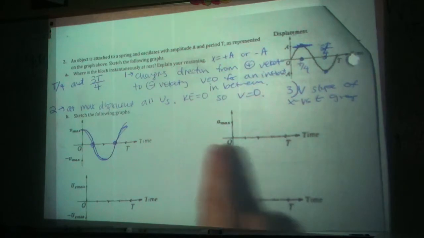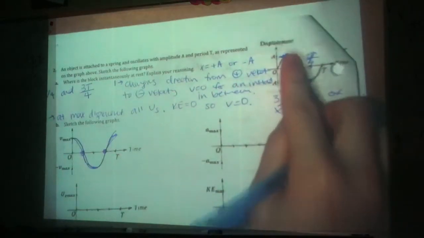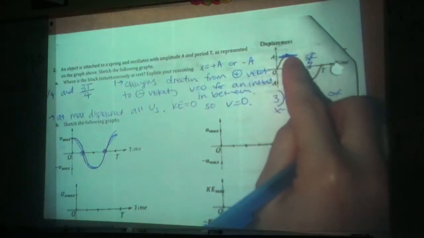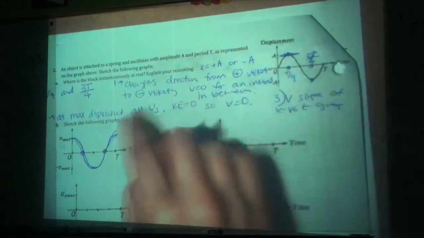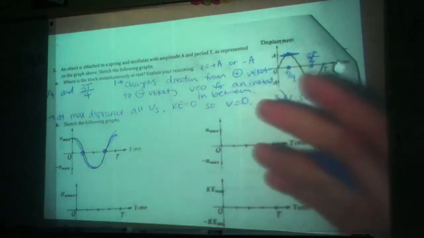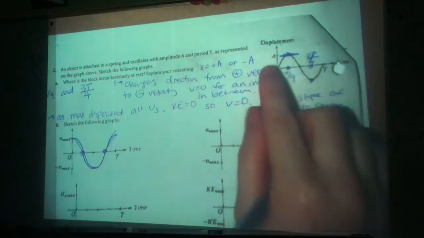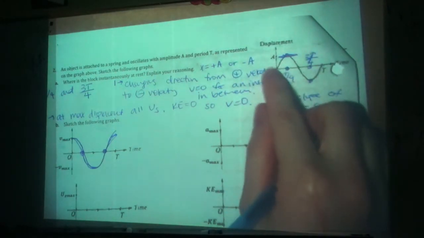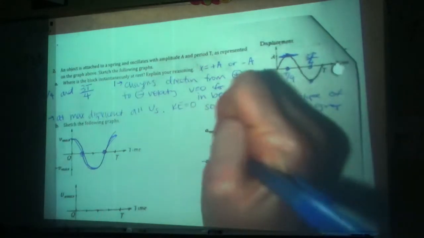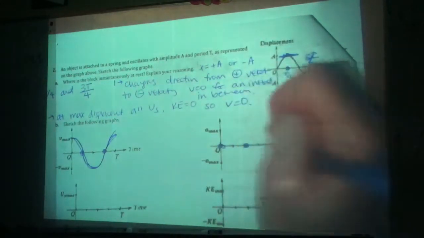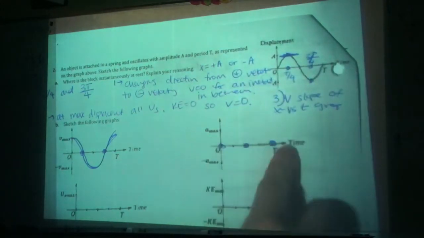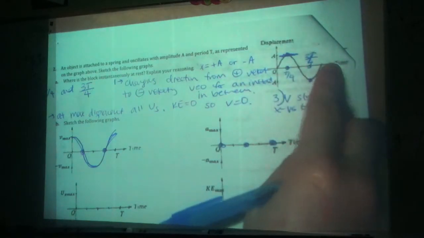Your acceleration graph. You're going to have the greatest acceleration at the greatest displacements because acceleration goes with force and force is kx. So I know that my acceleration would be 0 where my force is 0. My force is 0 when x is 0, at equilibrium. So I'm going to put my 0 points. Acceleration is 0 when displacement is 0.